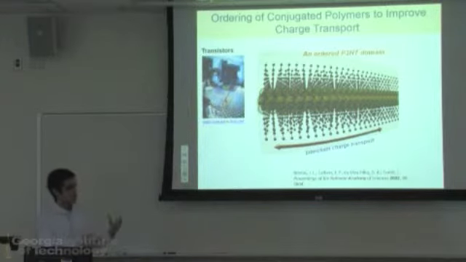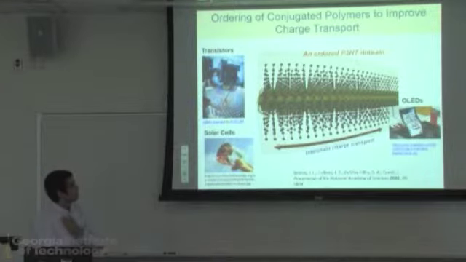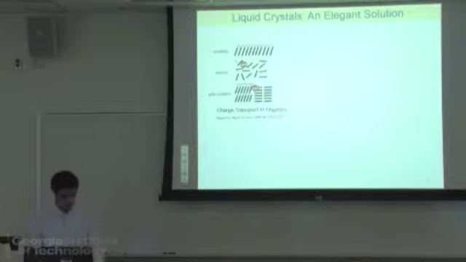So if we can improve that parameter, then we'll see improvements in performance in our devices like transistors, organic light-emitting diodes, and solar cells. So one thing that we wanted to look at was liquid crystals as another solution to achieving this ordering. Because in a crystalline material, obviously these charges will transport very well. Whereas if you have something that's very disordered or isotropic, then the charges will not be able to hop from one chain to another very effectively.